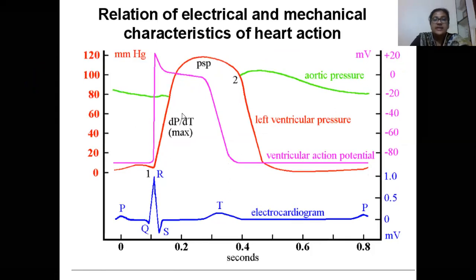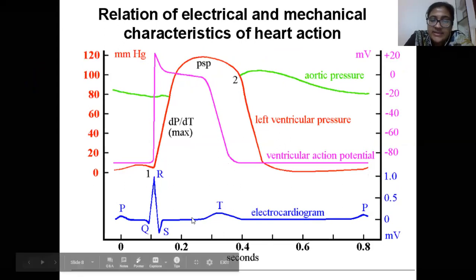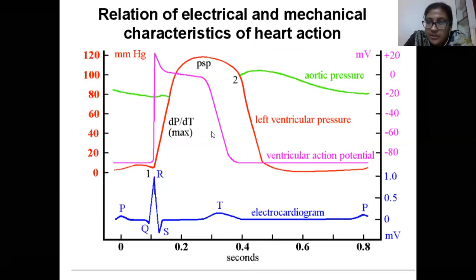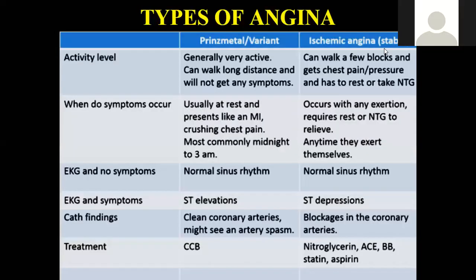So, guys, these three curves were very important for you to know. That is the ST segment, the purple curve, which is the ventricular action potential, and the pressure. You should know the difference between skeletal and cardiac action potential, because in my upcoming classes we'll be discussing these segments in more detail.